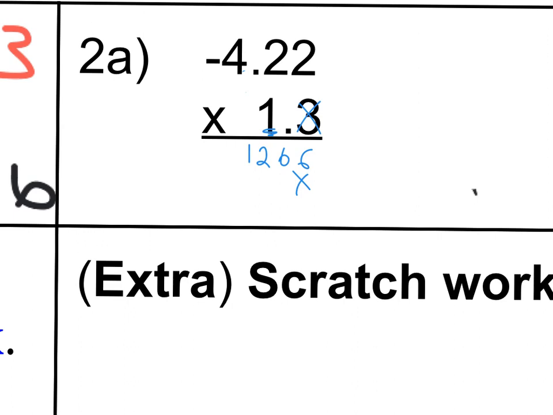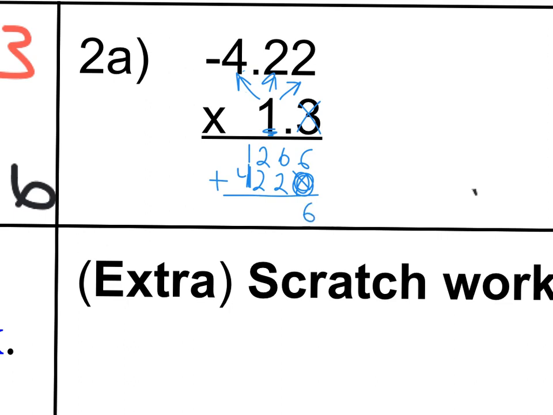We're going to go 1 times 2 is 2. 1 times 2 is 2 again. 1 times 4 is 4. So we're going to go ahead and put that 4 directly beneath it. Now we're going to add it up. This x is really just a 0. It's just a placeholder for a 0.